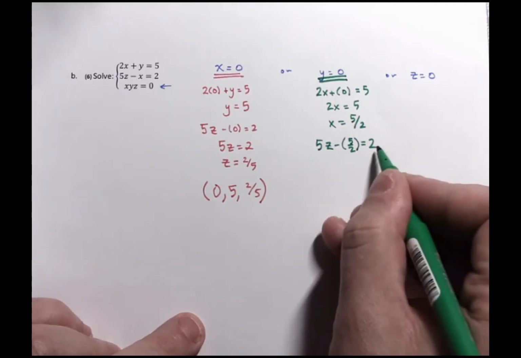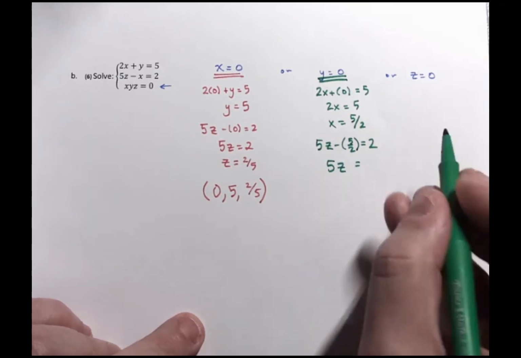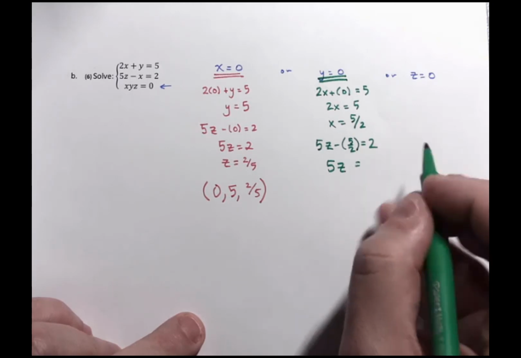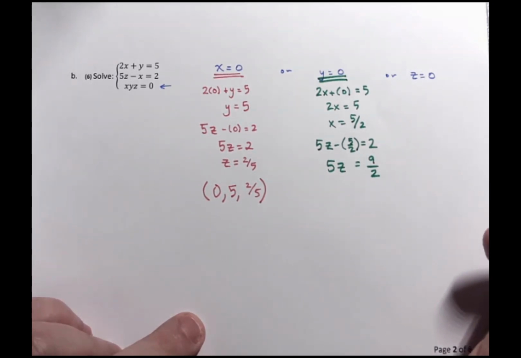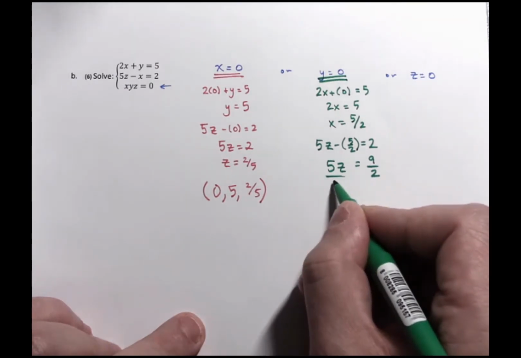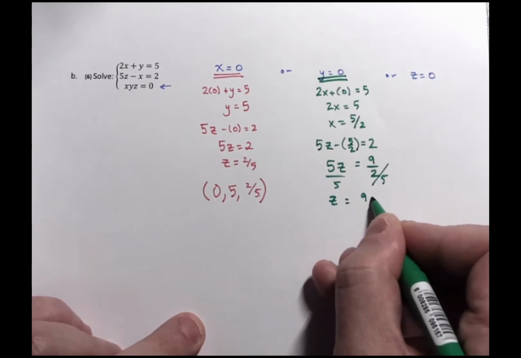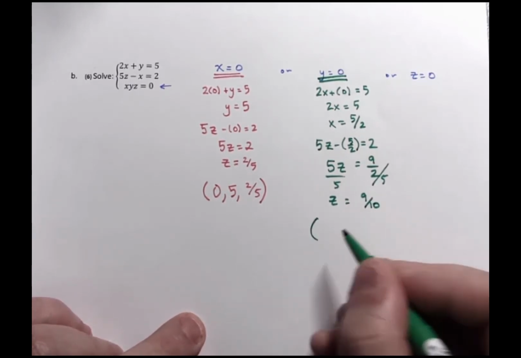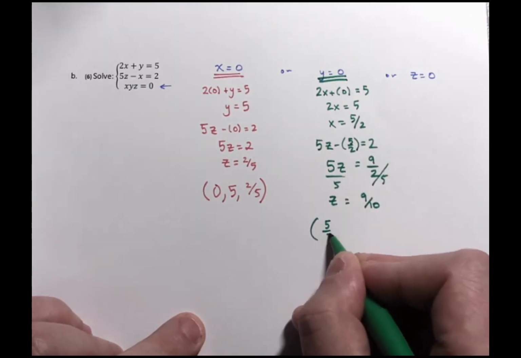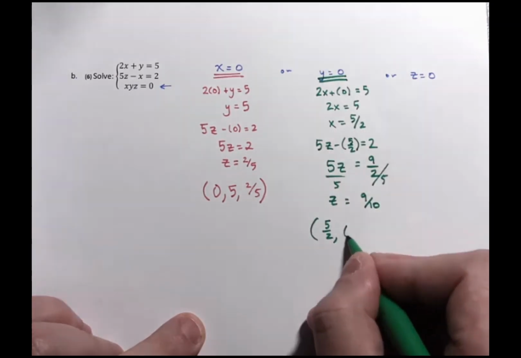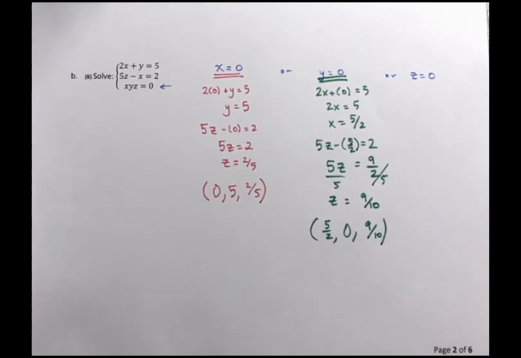And as we solved up here, we can see that x was equal to 5 over 2. So now adding 5/2 to both sides, what's that going to give us? 5z equals 2 plus 2.5, which is 4.5. So that's 9/2, right? Divide by 5 and divide by 5, and it looks like z is going to be equal to 9/10. So our coordinates coming from here would be x equals 5/2, y equals 0, and z equals 9/10.